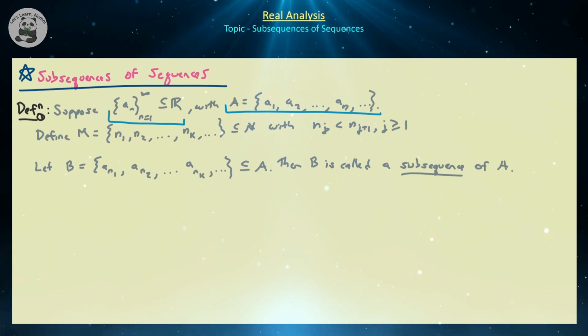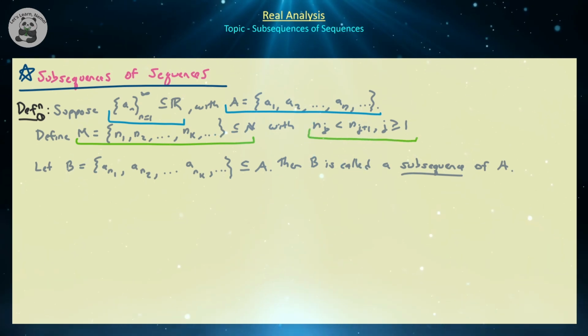Then what we're going to do is define a sequence of natural numbers, and this natural number sequence must be increasing. In particular, nj must be less than nj+1 for j greater than or equal to 1. So we can view the set M as a set of increasing indices.